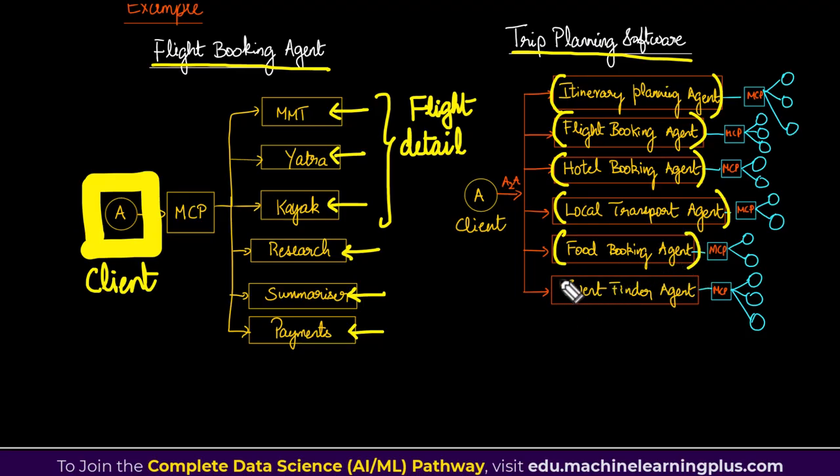You will also need to find the people who are trying to use your software. Will also need to find local events happening at the respective cities or places where they are visiting. Each of these can be their own independent agents, and these agents will also use the respective MCP protocol to connect to various different types of tools. Now, in order for this trip planning software to work properly, these agents need to work collaboratively in an organized fashion to plan the trip properly.